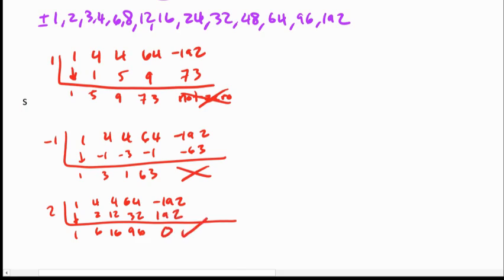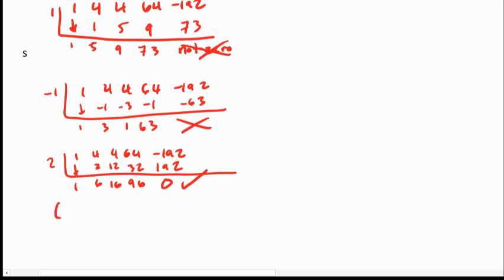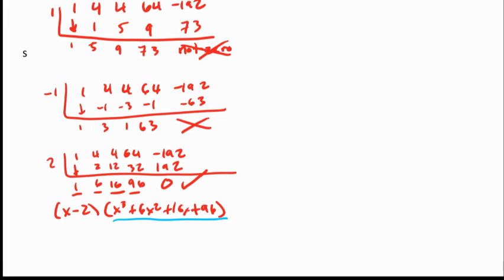Okay, after trying the first 2, they didn't work, but 2 ends up giving me the right answer here. And so what that means is that my equation now gets factored into x minus 2, and then x cubed plus 6x squared plus 16x plus 96. And as I keep going here, I'm going to use this as my new equation and start trying to plug in values into there. So it's going to take me a little time to get through this.